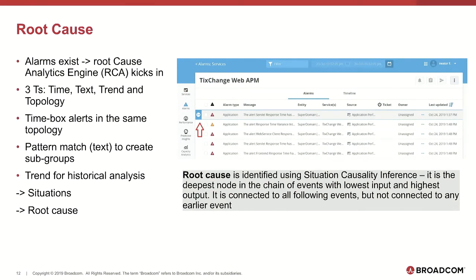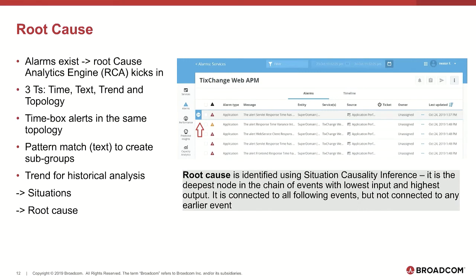So I did mention the root cause there in relation to service alarms. So just a little bit about how the RCA engine actually deals with it. So alarms exist in the service topology. So the root cause engine, analytics engine kicks in. It looks, like I said, at the time, the text, and the trend and the topology of the alerts. So then it looks particularly at, well, it normalizes the text first. So it takes out unnecessary words, unnecessary characters, starts comparing that text to other alerts coming in from different places. And then it also looks at the time when these related alerts happen.